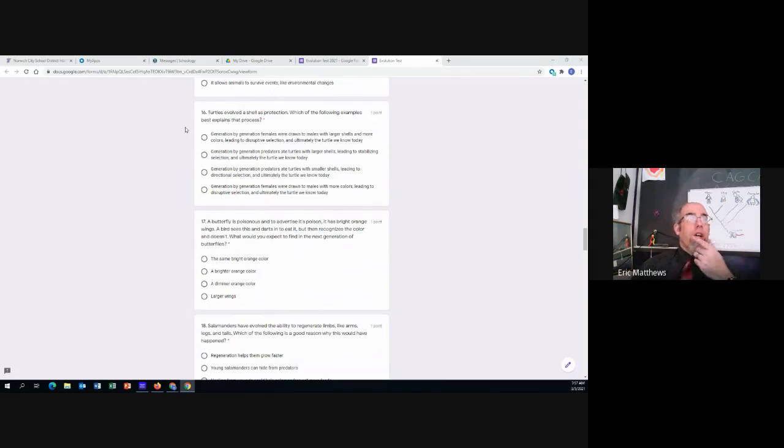Number 16. Turtles evolved a shell as protection. Which of the following examples best explains this process? So turtles evolved a shell. Which of these explains that process? Is it that generation by generation, females were drawn to males with larger shells and more colors, leading to disruptive selection and ultimately the turtle we know today?